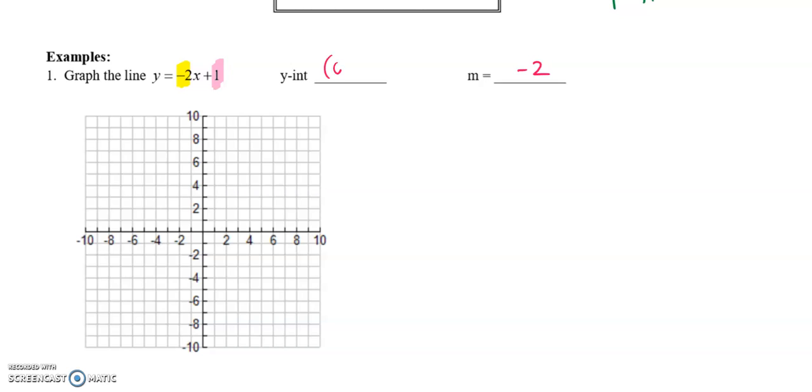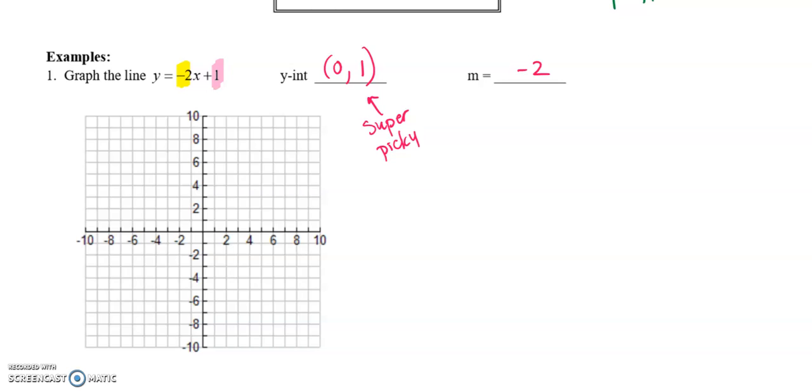The y-intercept, remember, is 0, comma, some number. The b value, in this case, which is 1. Ding, ding, ding. Super picky. You need to write it as an ordered pair. All right, so let's graph this line.